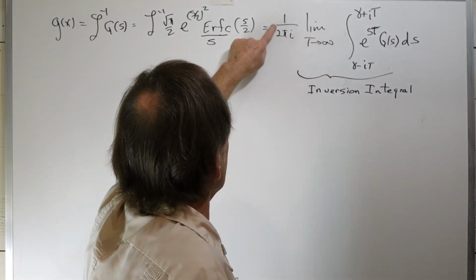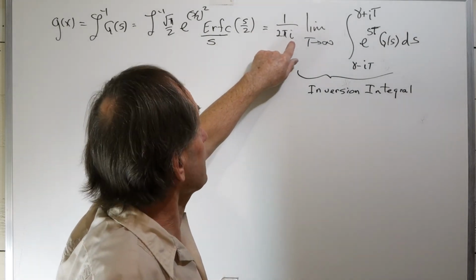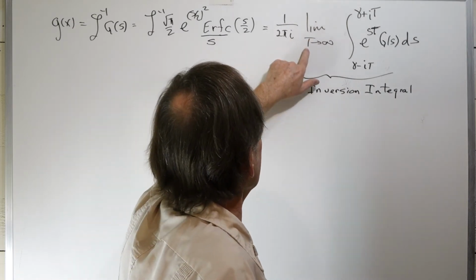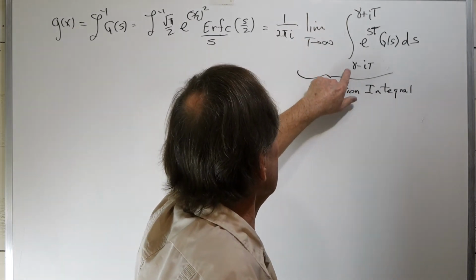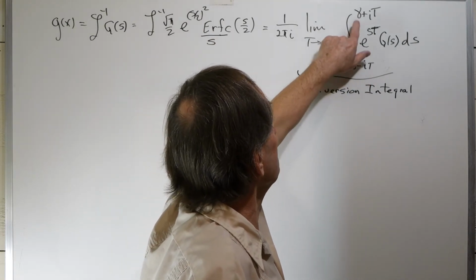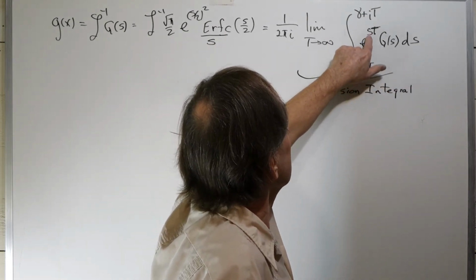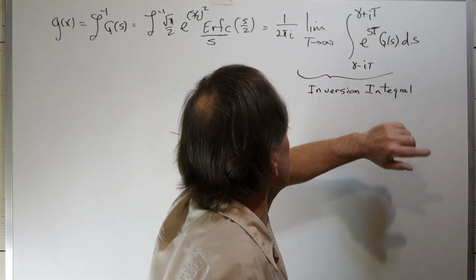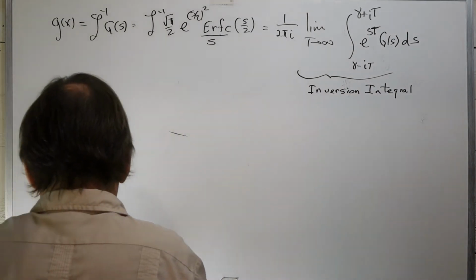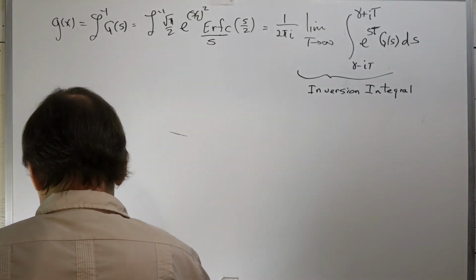The inversion integral is 1 over 2 pi i, where i is the complex unit, the square root of minus 1. We take the limit as capital T goes to infinity of the integral from gamma minus iT over 2 to gamma plus iT over 2 of e to the s x times g of s, ds. This is called the inversion integral. Now, the inversion integral, like I said, is a contour integral in the complex plane.